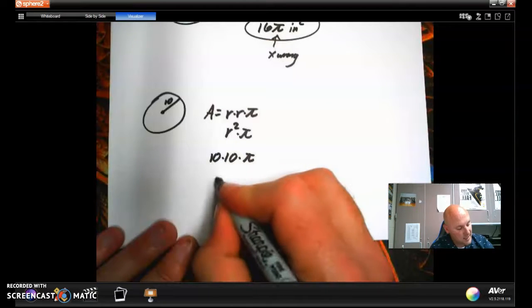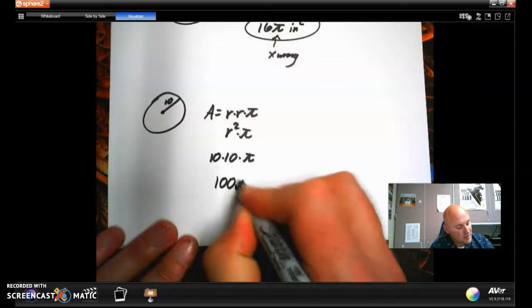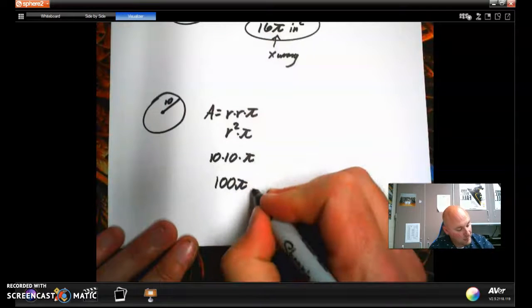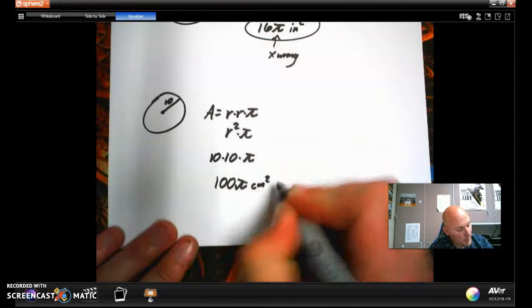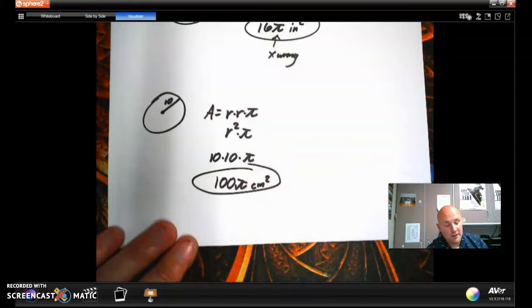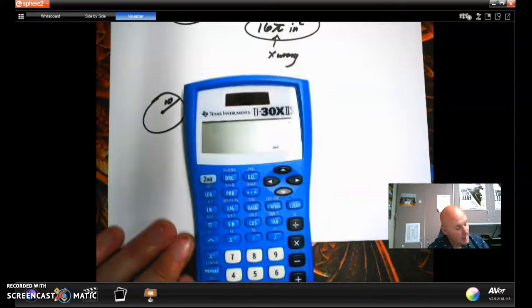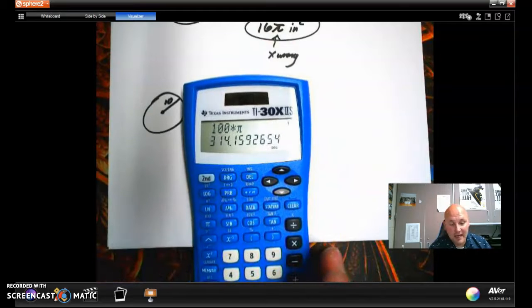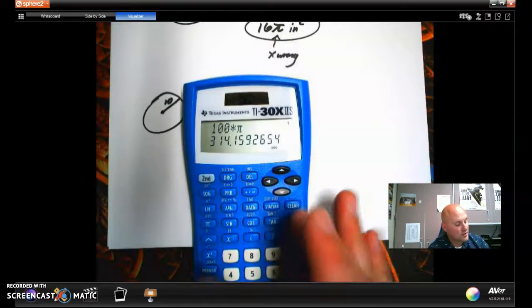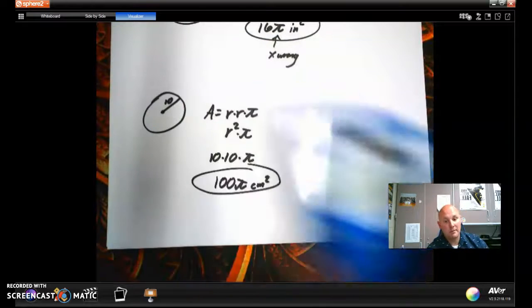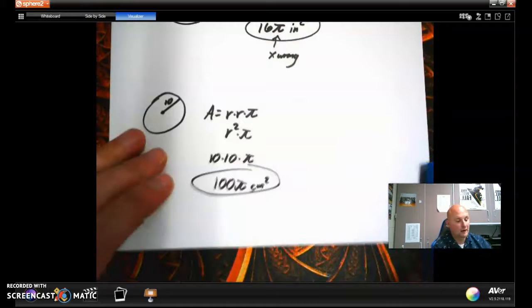Well, 10 times 10 is 100 pi. So the answer is 100 pi centimeters squared. If I really wanted to, I could take my calculator and go 100 times pi, but then I get an ugly decimal, and we don't want that. So we're just going to leave it as 100 pi centimeters squared.